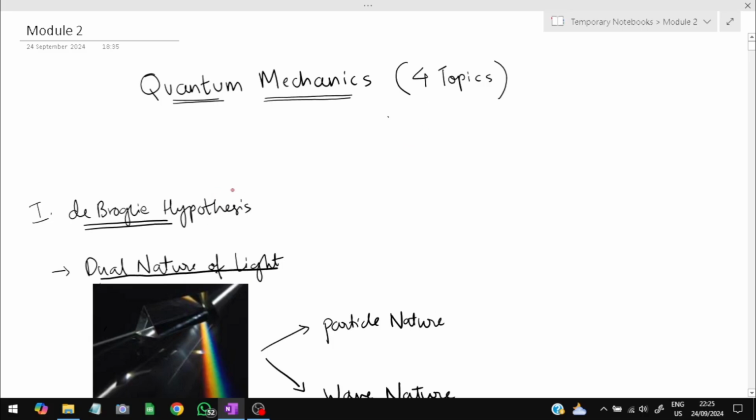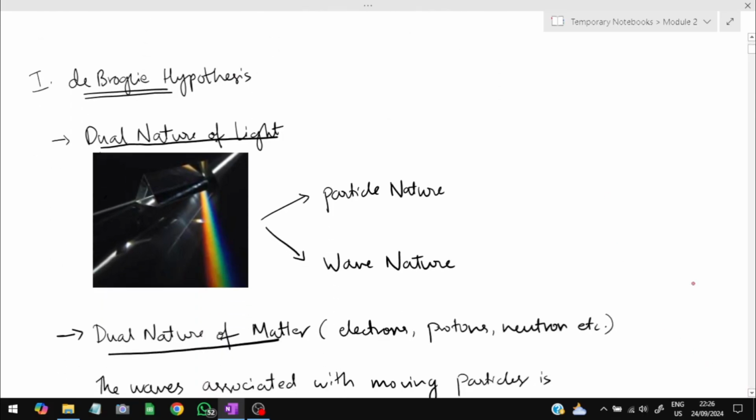So our first topic is the de Broglie hypothesis. Okay, so what is the de Broglie hypothesis? As we know, light has a dual nature. That means it has particle nature as well as wave nature. Sometimes, in different scenarios, light behaves as a particle, showing the properties of particles like electrons and neutrons. And sometimes it shows the wave nature, which is in the form of waves. So that is the difference between particle nature and wave nature. And since light has both of them, it is called the dual nature of light.